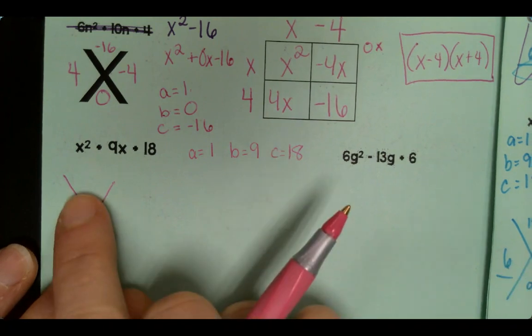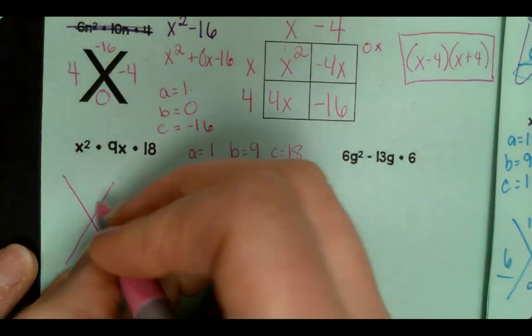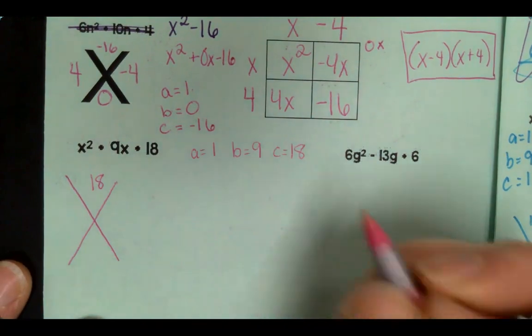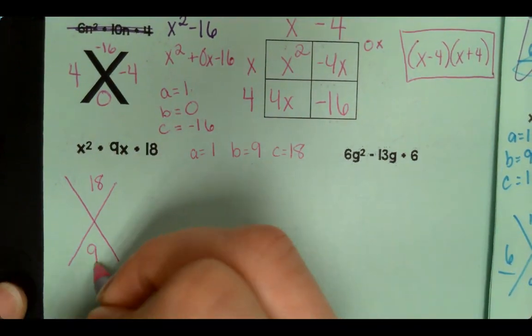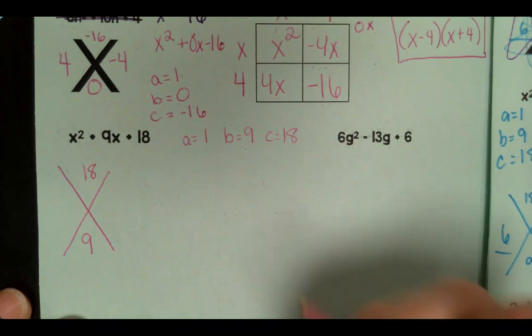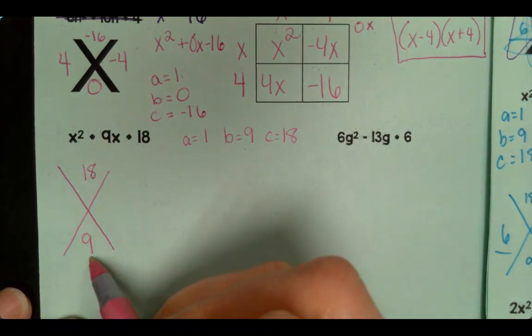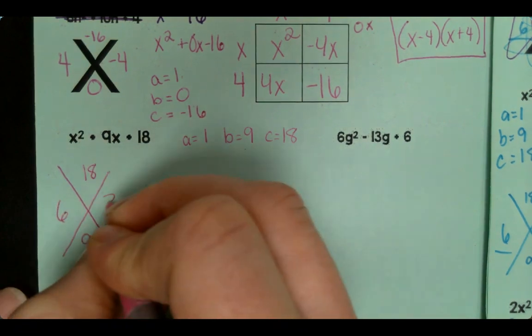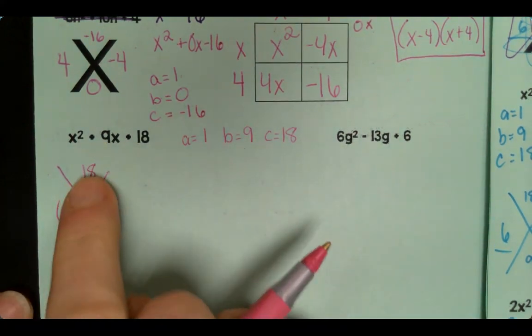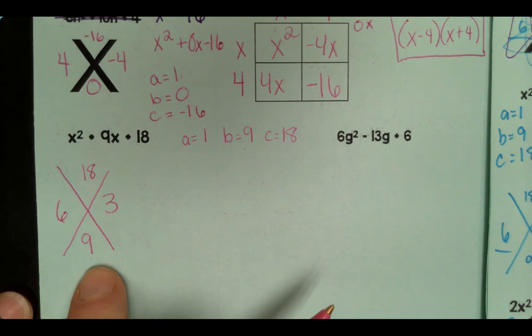So on top is A times C. So that's 1 times 18. The bottom of the X is the B. The two numbers that multiply to get 18 and add to get 9, if you put it in your calculator, would be 6 and 3. 6 times 3 is 18. 6 plus 3 is 9.